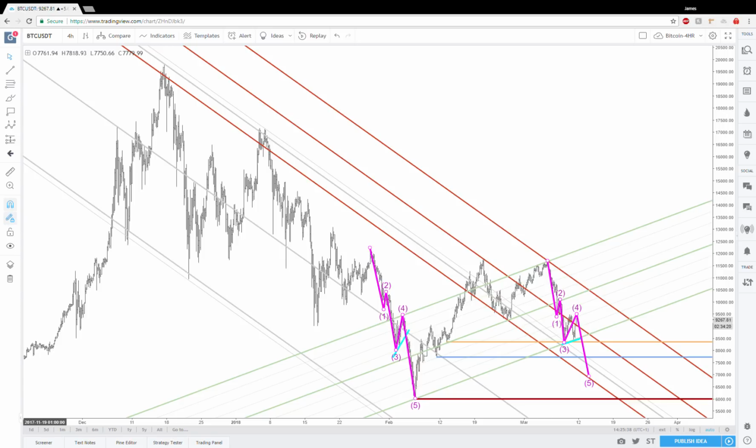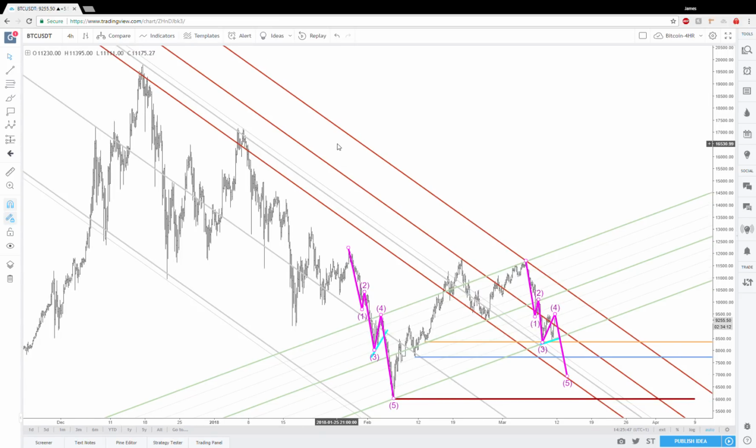This is my 4-hour chart of Bitcoin. This is BTC USDT, and this is on the Binance exchange. If you want to know where the numbers are coming from, that's exactly where they are coming from. Now you're going to see these counts. These counts are only used for illustrative purposes. All right, so we'll just get that out of the way.